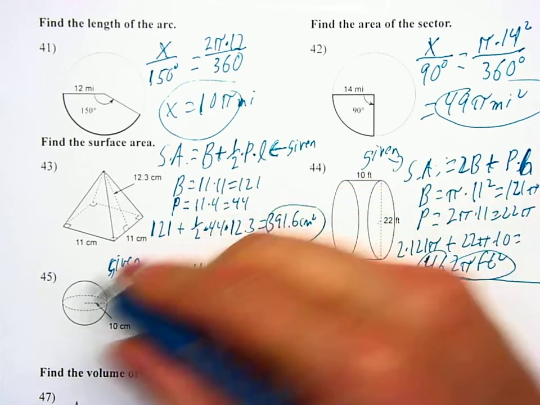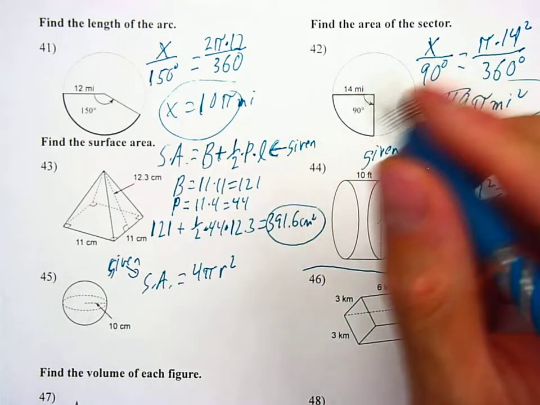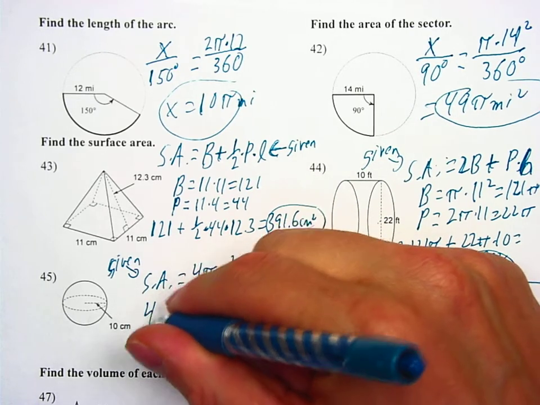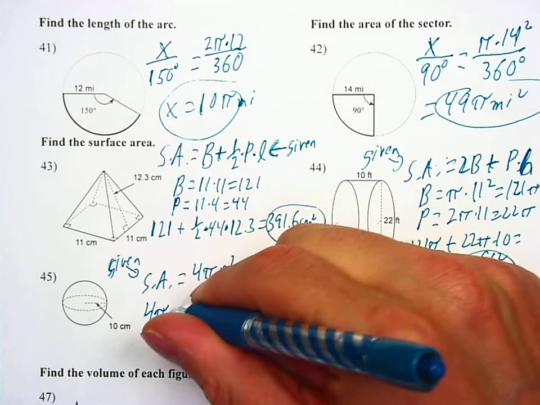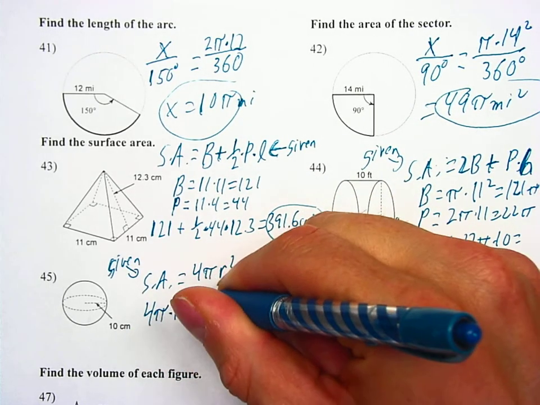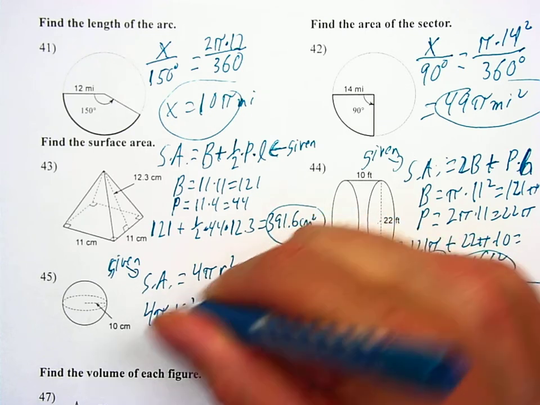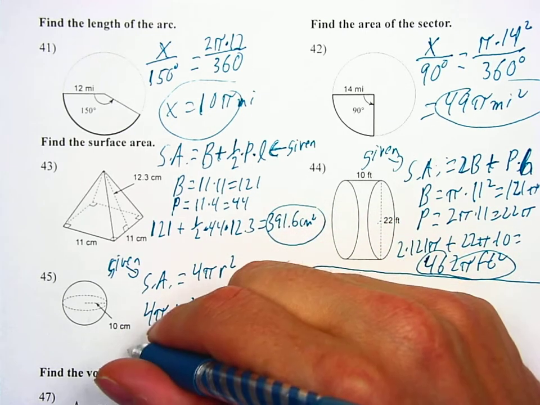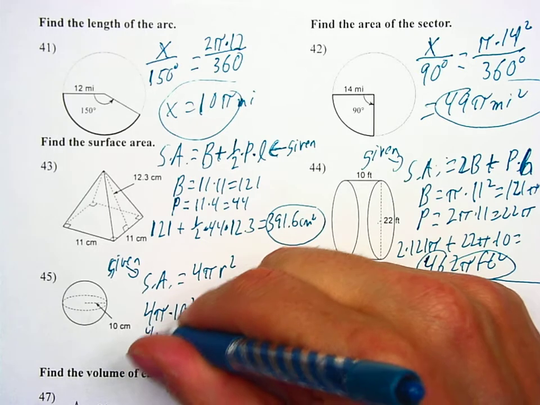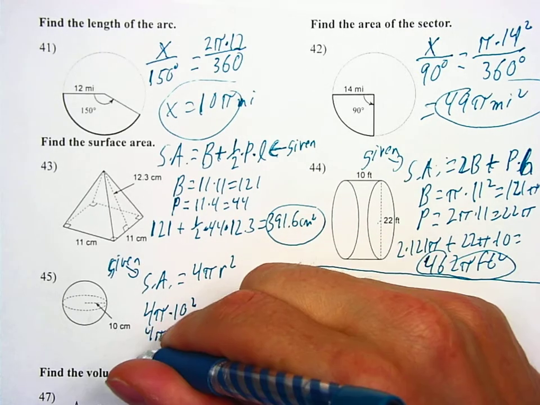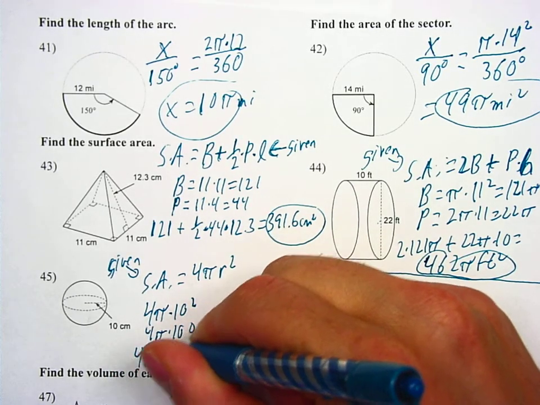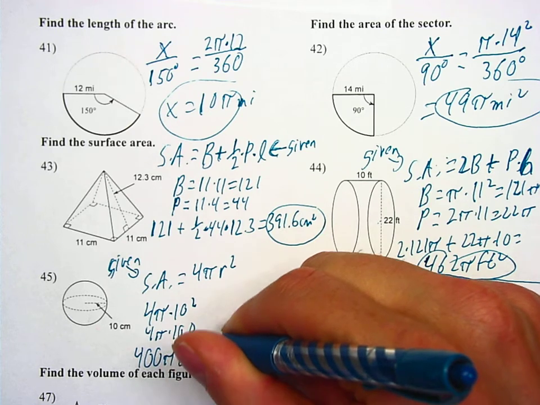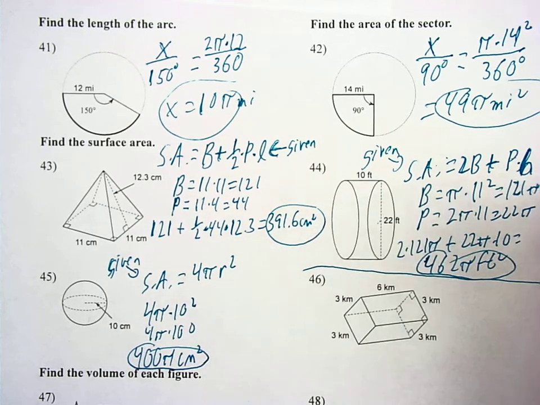The radius goes in. If I have labeled the diameter on the sphere, make sure you cut it in half when you're doing the formula. 4 pi times 10 squared. Do the squared first, so that becomes 100 times 4. Becomes 4 pi times 100, 400 pi square centimeters. Gotta like the ball, the sphere. It's one of the easier shapes to do.